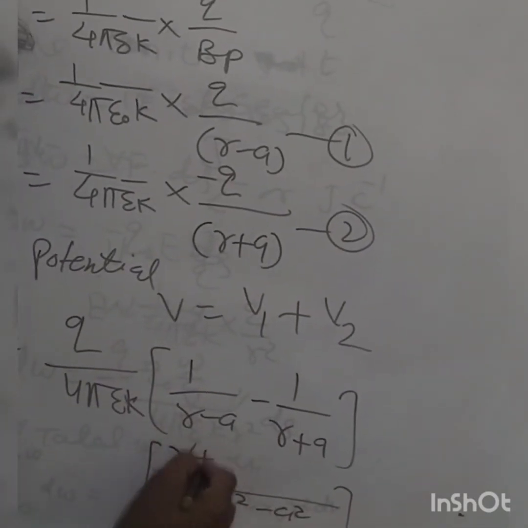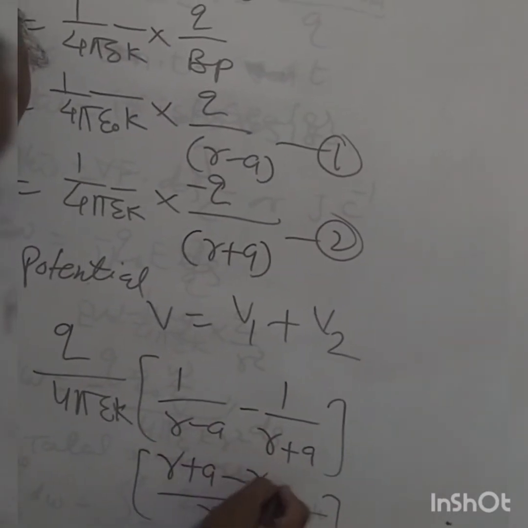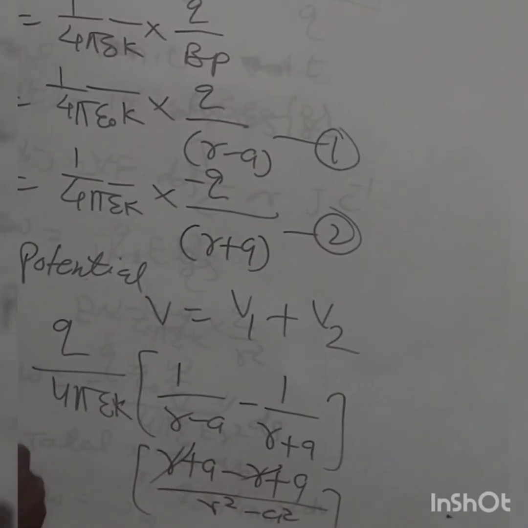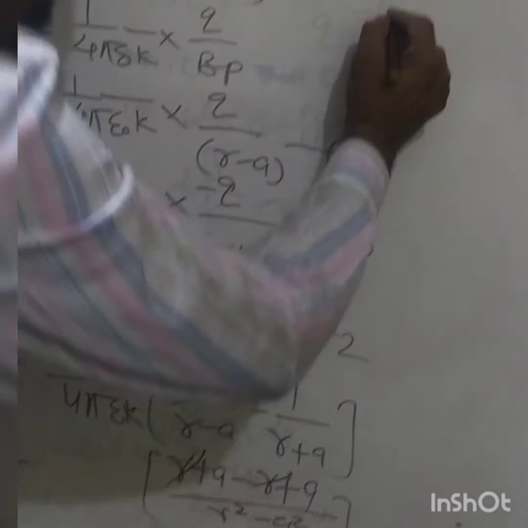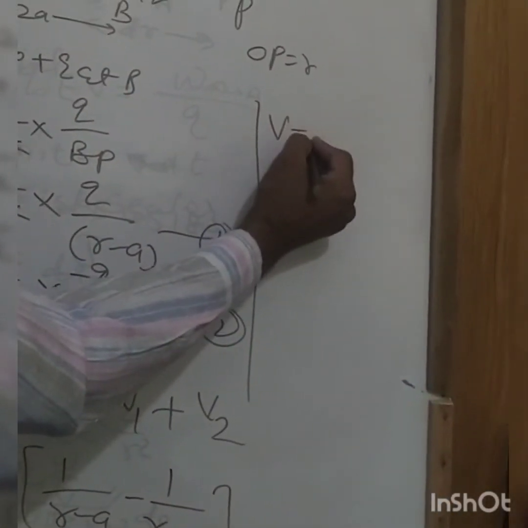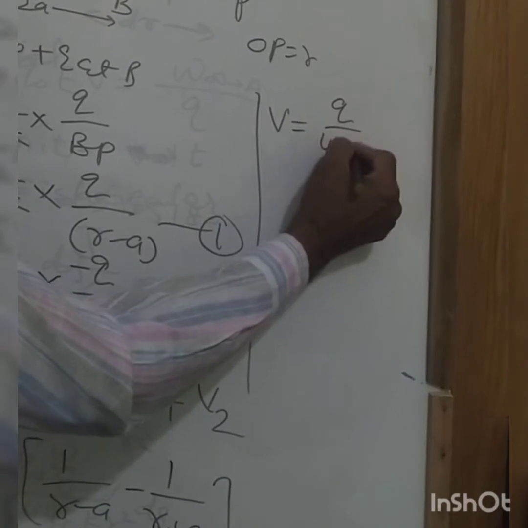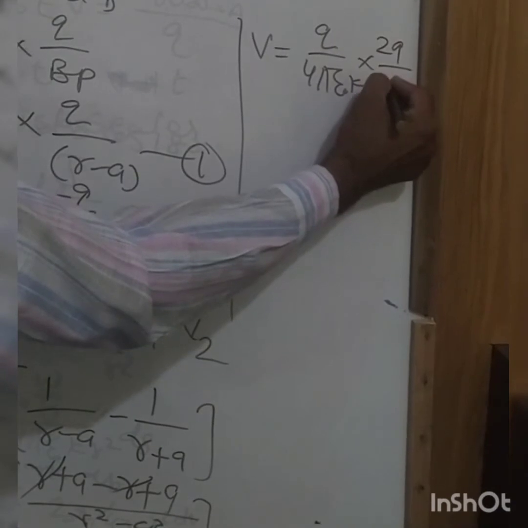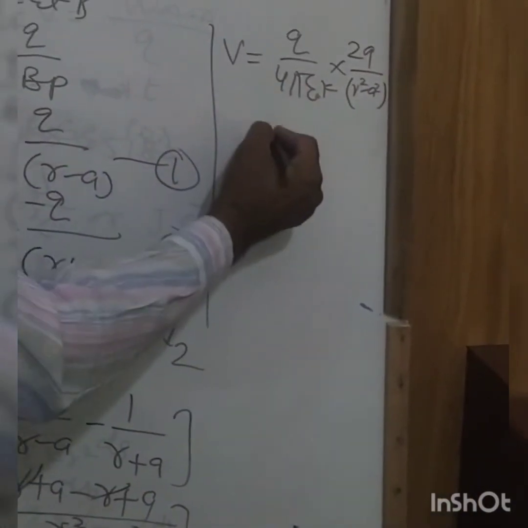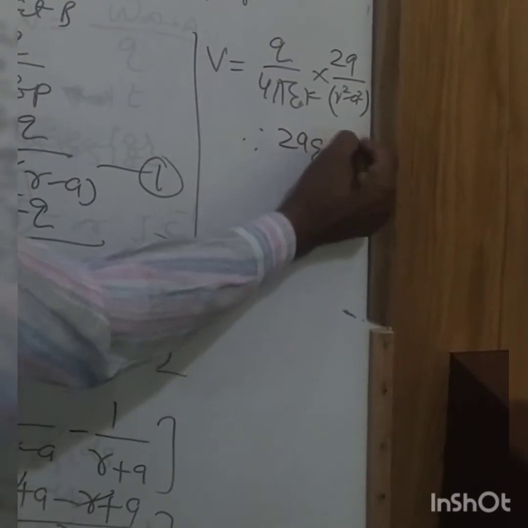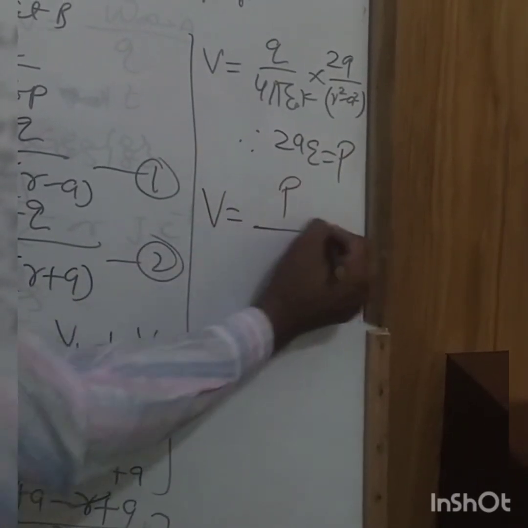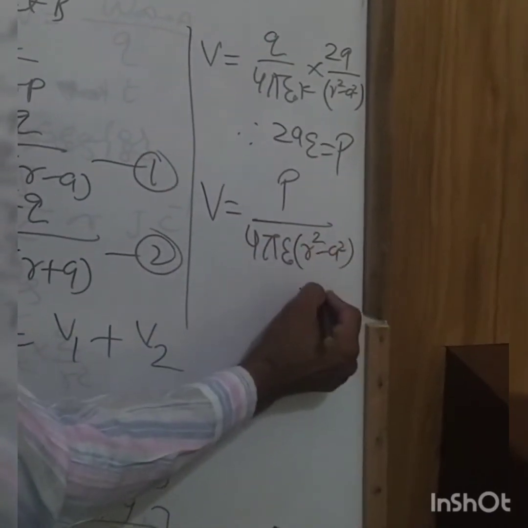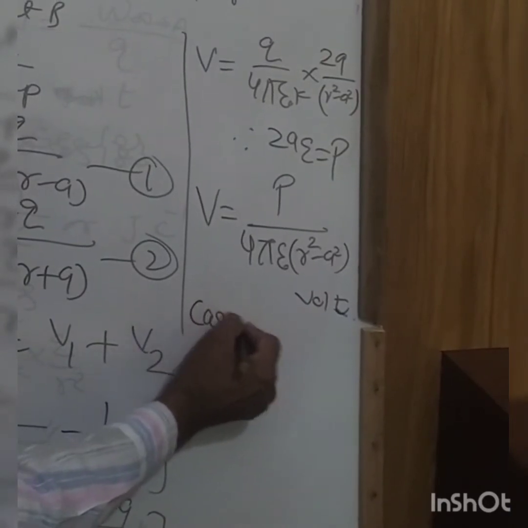Cross multiplying here, we get R plus A minus R, and with the minus sign changed, plus A. Minus R and plus R will cancel. So now V is equal to Q upon 4 pi epsilon naught K into A plus A, which is 2A, upon R square minus A square. Now since 2AQ is equal to the dipole moment P, V is equal to P upon 4 pi epsilon naught K into R square minus A square volt.